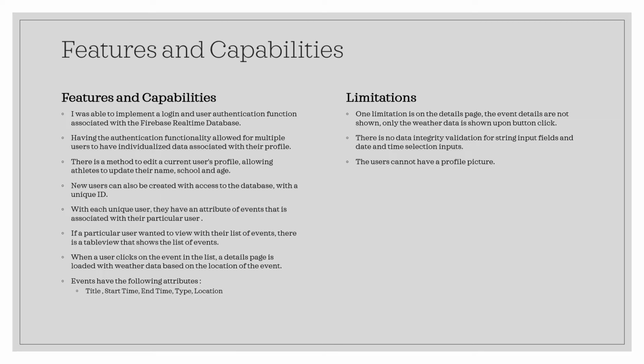If a particular user wanted to view their list of events, they could do so by looking at the table view in the events view controller. And then, as I had mentioned before, if a user clicks on an event in the table view list, then a details page is loaded with weather data based on the location of their event. And events have the following attributes. They have a title, a start time, and end time, a type, whether that be practice or game, and a location attribute.